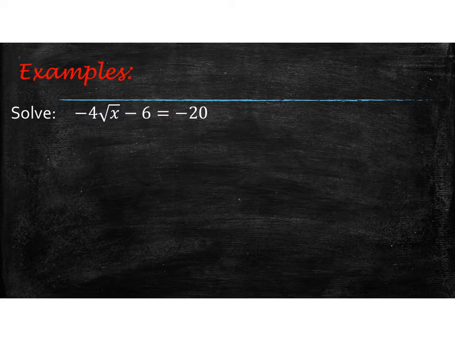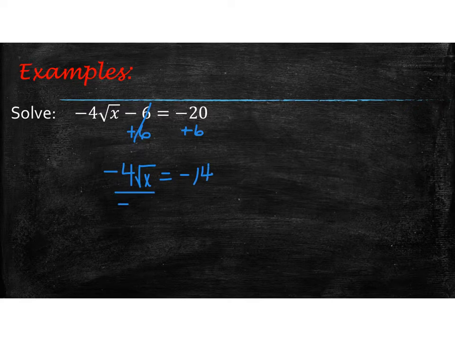Okay, so if we look at this first example, we have -4 times the square root of x minus 6 equals -20. So you'll solve it by getting that radical by itself. So the first thing I want to do is add 6 to both sides. So that's going to give you -4 times the square root of x equals -14. Then we would want to divide by -4. Again, we're just trying to get that radical by itself. So we'd have the square root of x equals, simplify, that would be 7/2.